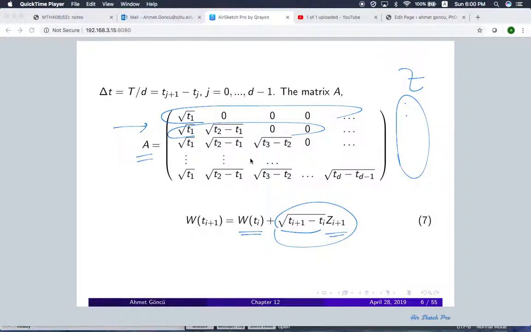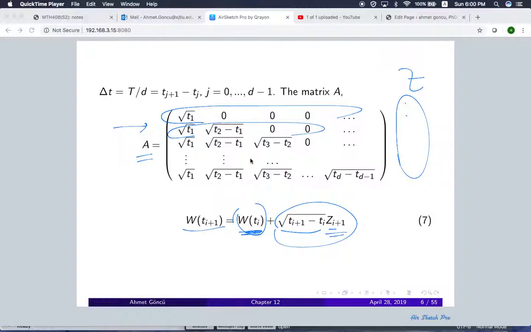So for example, if you take the expectation of this, the expectation is going to be equal to simply the previous time step that we have. And the expected value of these z_i's is always 0 because they are coming from the standard normal distribution. Similarly, if you check the variance of this term, since W_ti is a constant now, because at time ti we already know its value, the variance of that part is just 0. And the variance of z_{i+1} is always equal to 1 because it's standard normal. And you can see that the variance of W_{ti+1} is simply equal to t_{i+1} minus t_i, which is as expected.